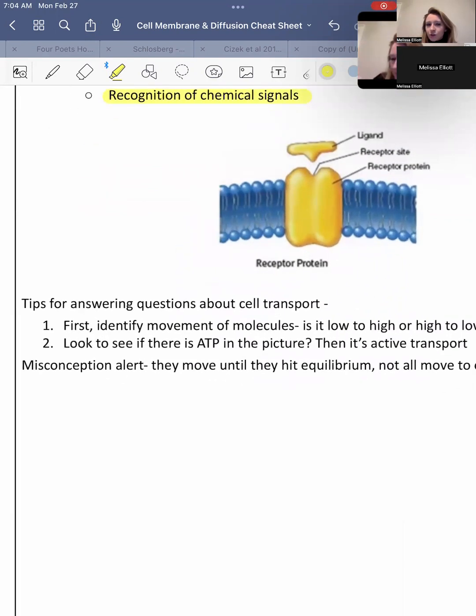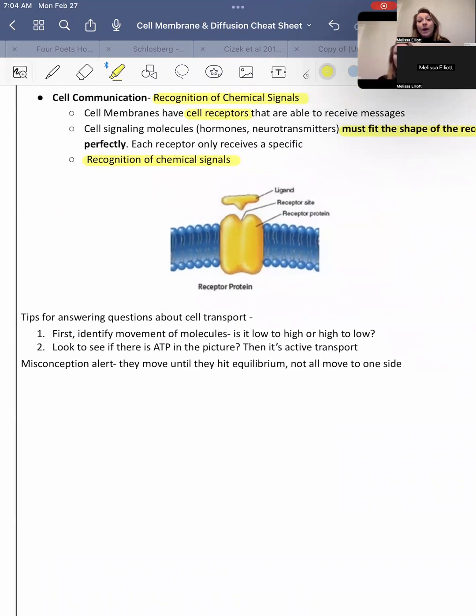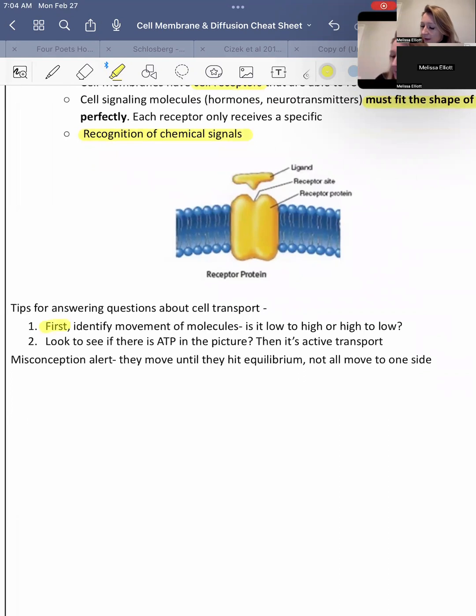Last but not least, these are just some tips for answering cell transport questions. If you're getting a question and it's asking what way do they move, do they move through diffusion or active transport? Here are some tips. The first thing you're going to want to do is identify the movement of molecules. So count, right? And see, are they moving from an area of low to high or high to low? If it's low to high, it has to be active transport. If it's high to low, it's diffusion.